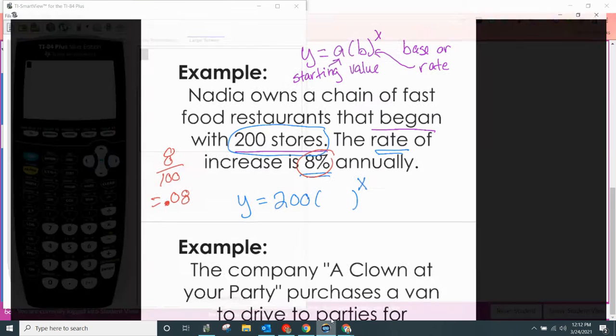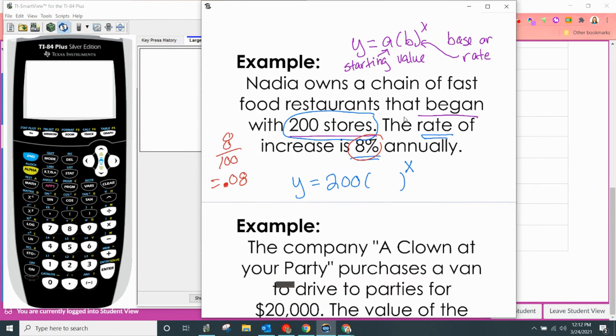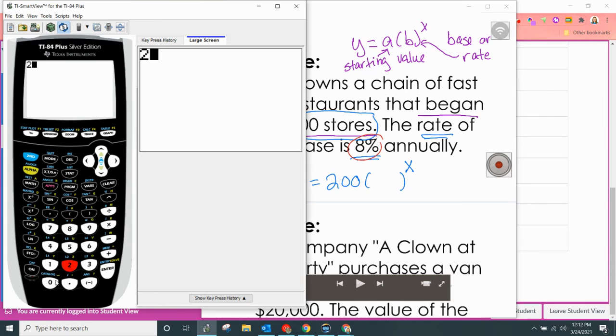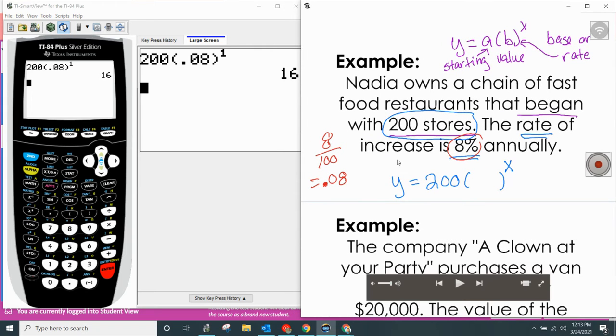Okay, so with this equation that we've written here, if we put in 0.08, that's saying 200 times 0.08. Remember, her stores are growing. She's getting more stores. And I put after 1 year, because x is the years, that's where you put your time. So if my exponent is 1 year, she started with 200 stores and she's increasing at a rate of 8%, how many stores does she have after 1 year? See, this says she only has 16 stores. That doesn't make sense because they told us it was increasing. Do you see how it said it's increasing?